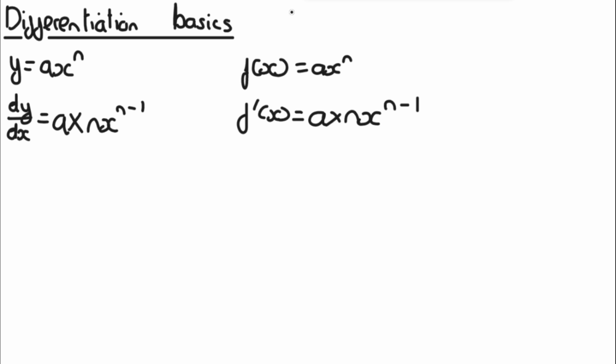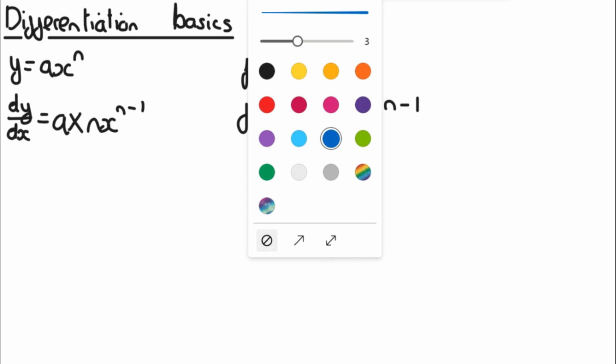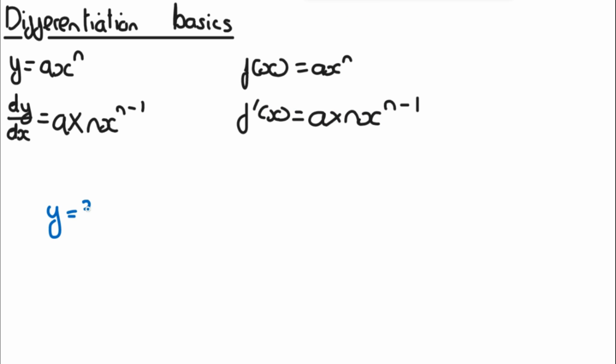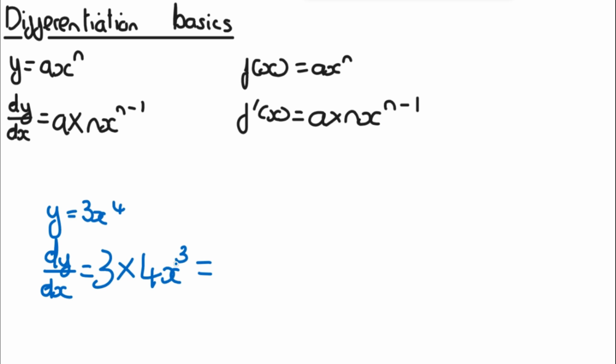So for example, let's say that y is equal to 3x to the power of 4, then that means that dy over dx is equal to 3 times the differential of x to the power of 4. So that is going to be 4x to the power of 3, and then you just simplify that to 12x to the power of 3.